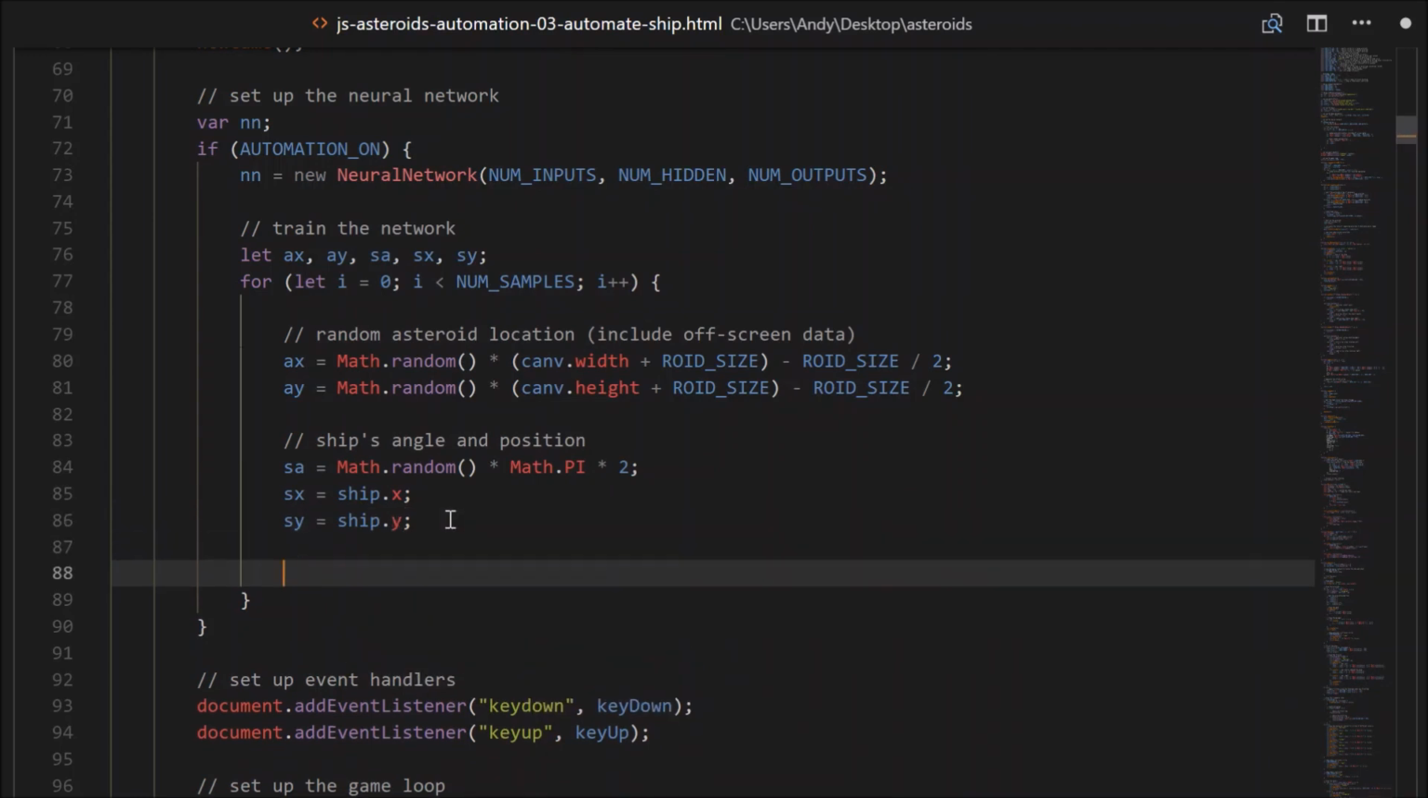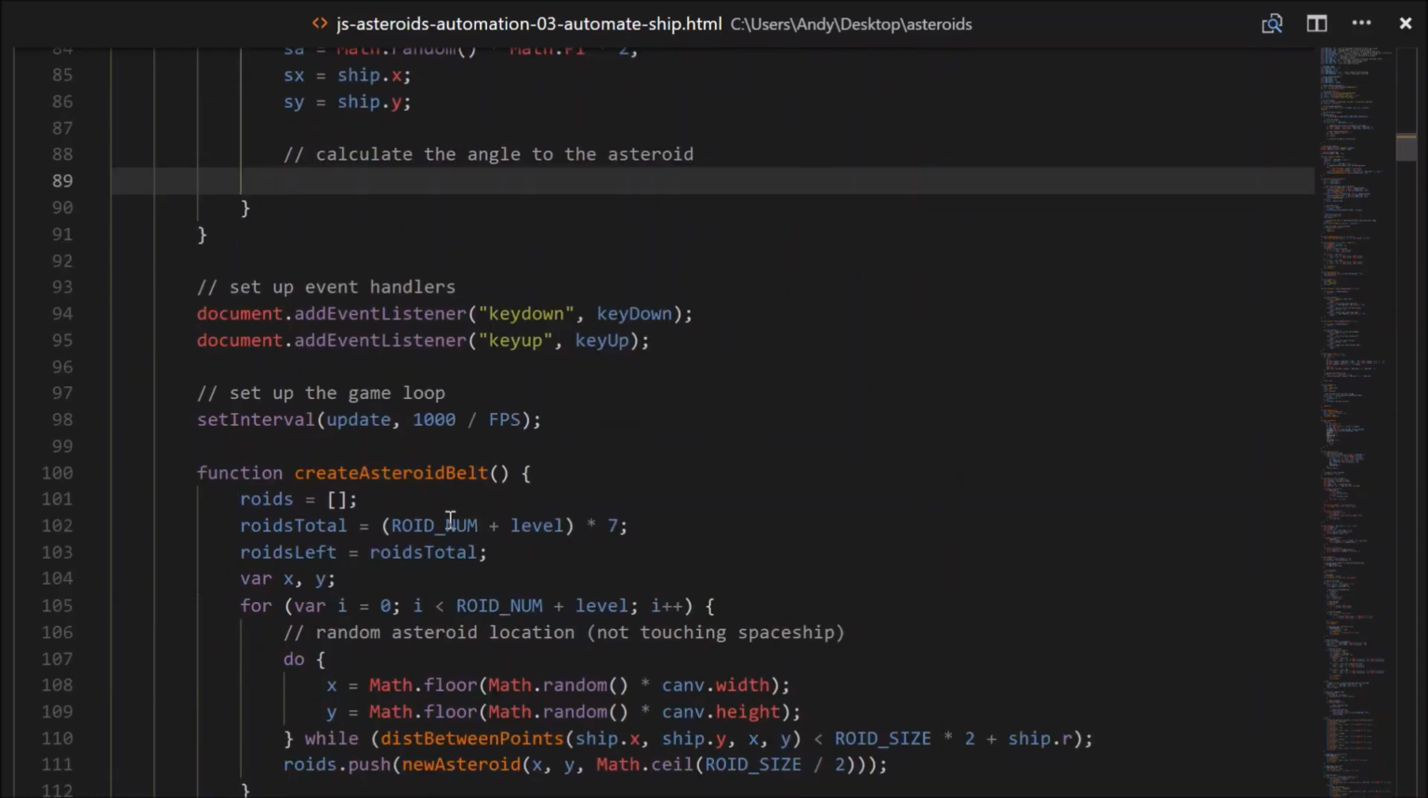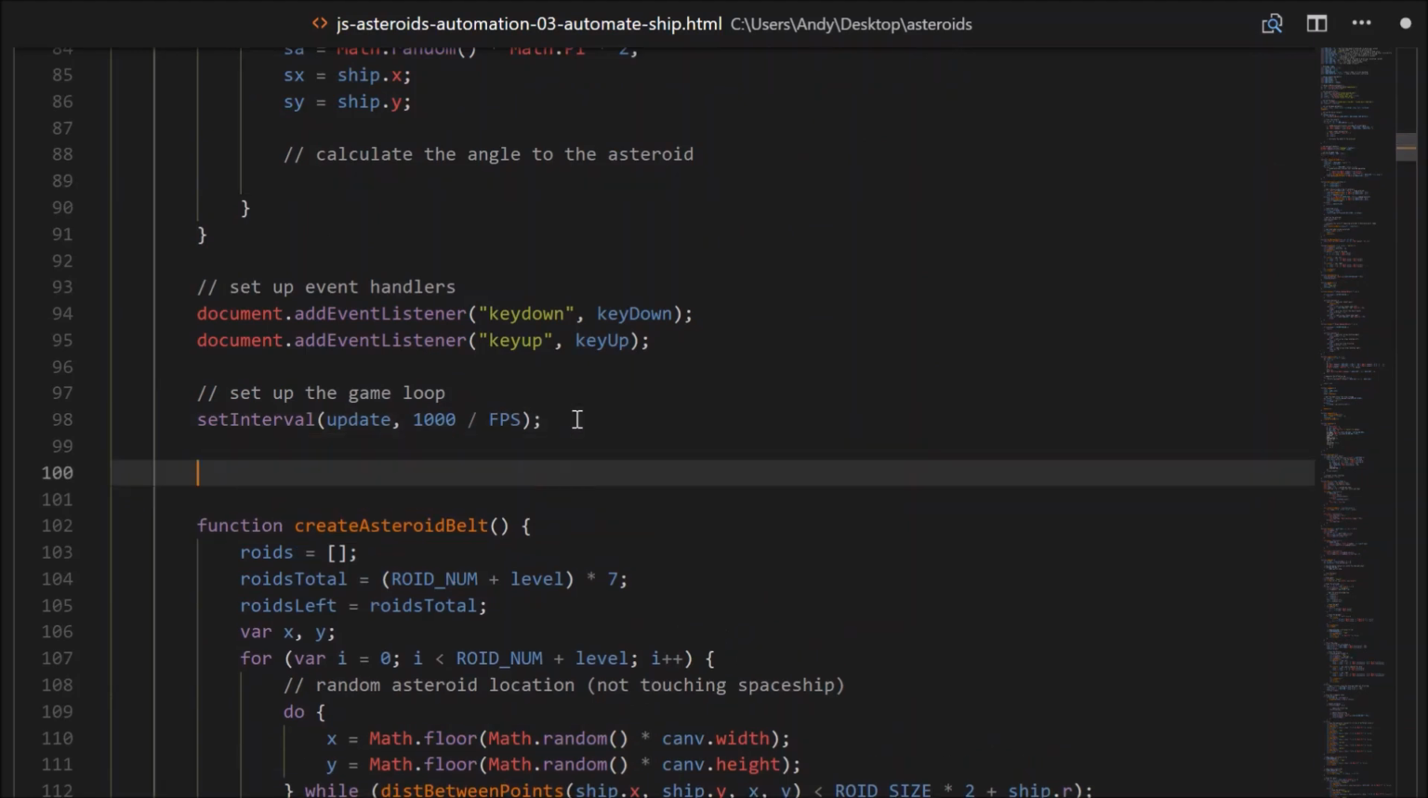Next, we'll need to work out which direction to turn based on the angle of our ship and the angle of the asteroid. So, calculate the angle to the asteroid. How about we write a function for this, because it's possible that we'll use it again. Just down here, function, we'll give it a generic name such as angleToPoint. We'll have to use some trigonometry here.